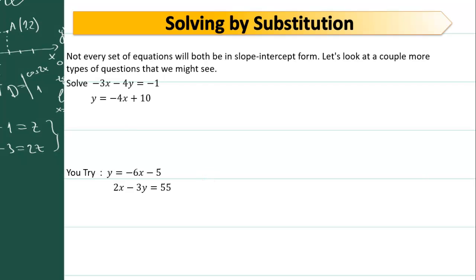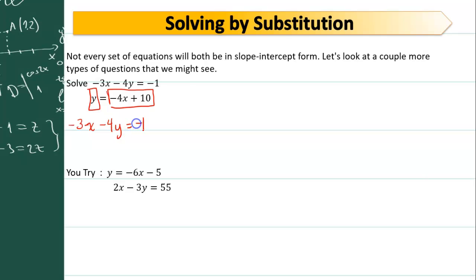We have two equations. Only one of them has a variable isolated. That variable is right here. The y is all alone on its own side. And so I know that y is equal to negative 4x minus 10. So now I'm going to go to my other equation.